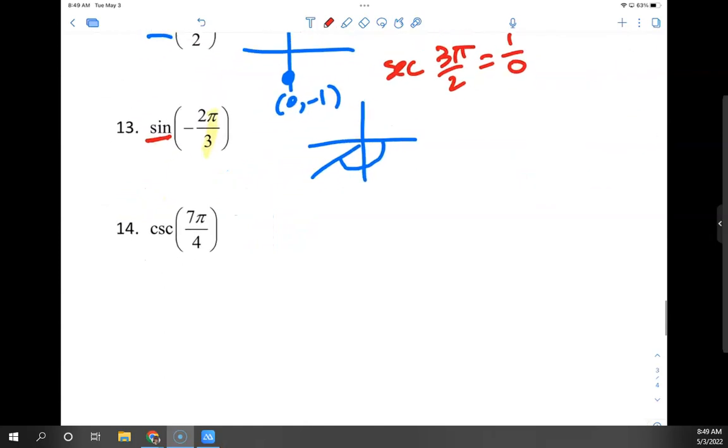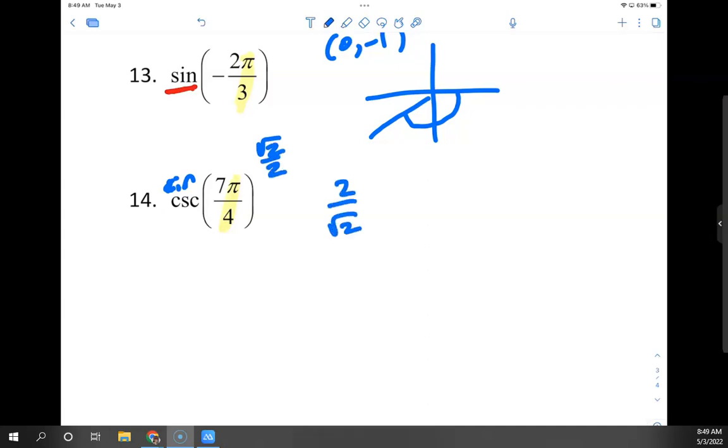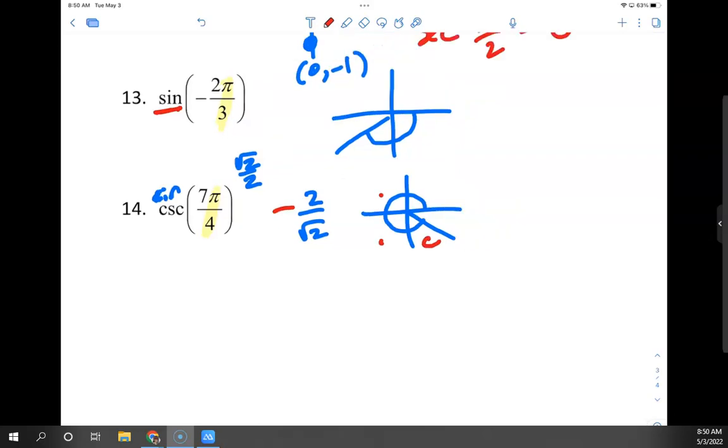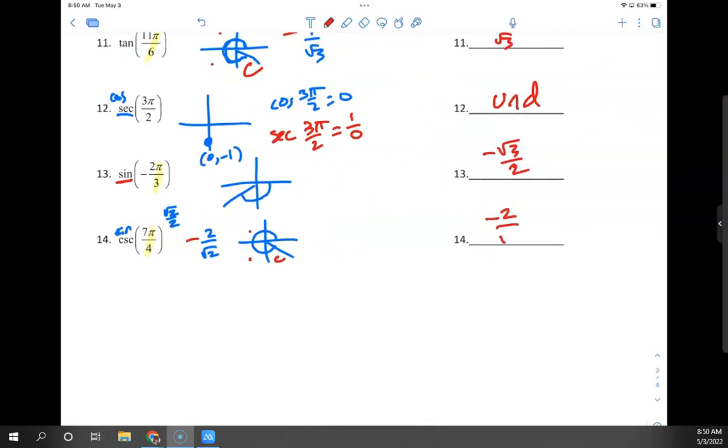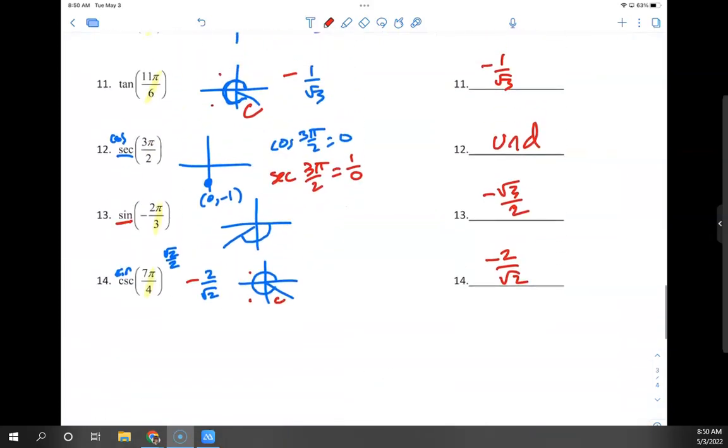Okay, so this next one, for cosecant, I'm going with sine. I'm looking at pi over 4. Sine of pi over 4 is root 2 over 2. Cosecant is 2 over root 2, which you don't have to rationalize, I don't care. And it comes all the way around to that side, right? 7 pi over 4 is all the way around there. So I go ASTC, that's the cosine quadrant, so that one's negative. Geez, I made every single answer negative. Weird.